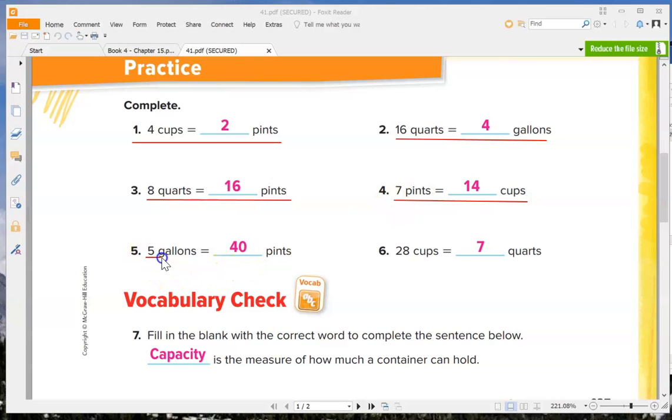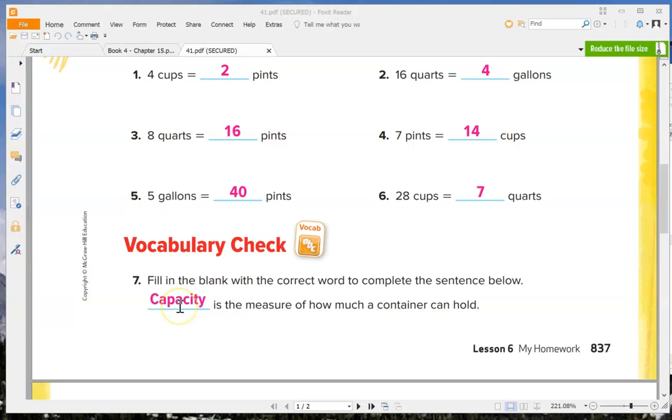On number 5, we have 5 gallons, and we know that there are 8 pints in 1 gallon, so we multiply 5 times 8 to get 40 pints. On number 6, we divide 28 cups by the number of cups that are in 1 quart, which is 4, and we get 7 quarts. Let's move on down now to our vocabulary check.